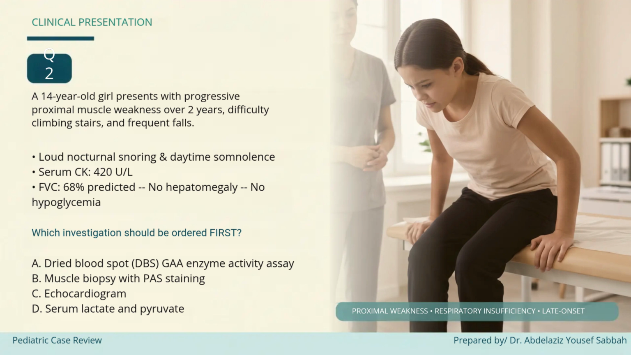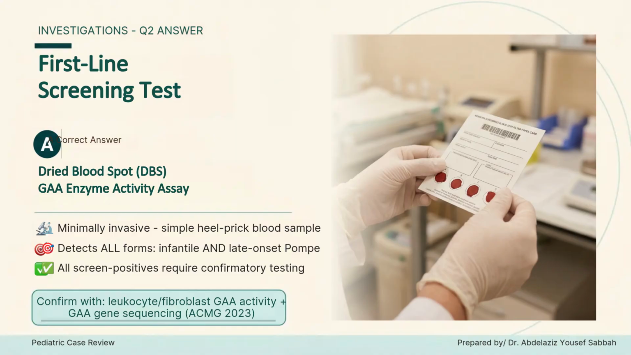Option A, dried blood spot acid alpha-glucosidase enzyme activity assay. Option B, muscle biopsy with periodic acid-Schiff staining. Option C, echocardiogram. Option D, serum lactate and pyruvate. The correct answer is option A, the dried blood spot acid alpha-glucosidase enzyme activity assay. This is the recommended first-line screening test.